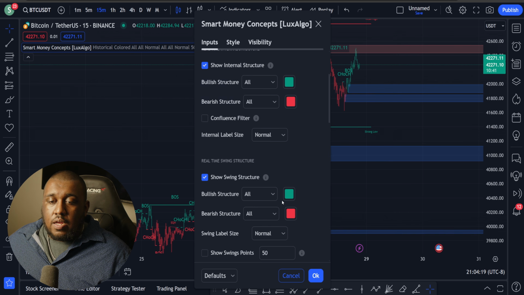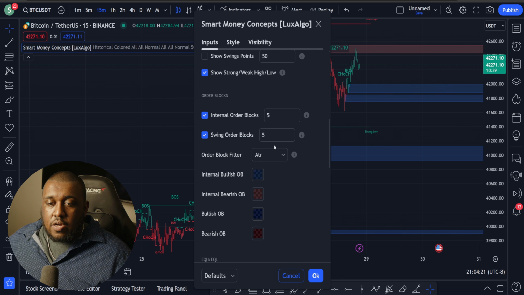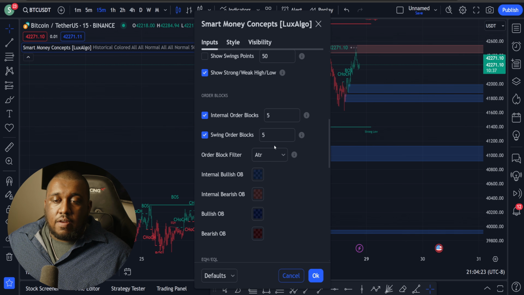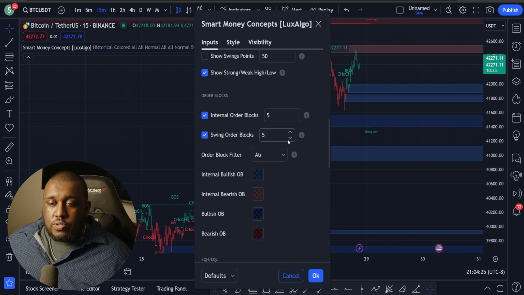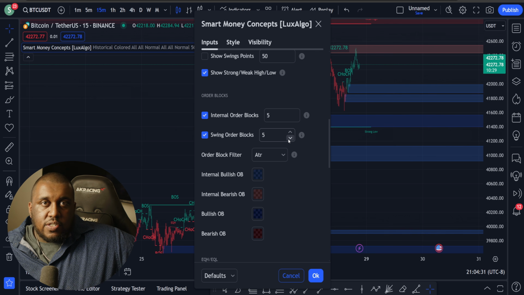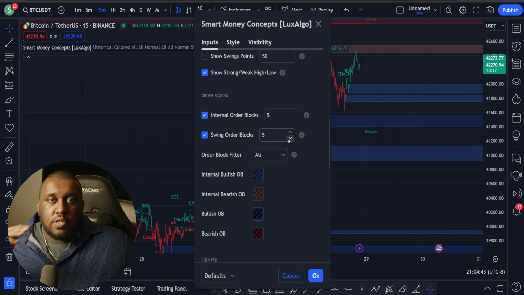So for now, I would say keep both checked on, have both set to 5. If you want to do order blocks like swings, you can move this down to 3 if you just feel like your chart's too cluttered. Typically, when you have a volatile asset like an NVIDIA stock or a Tesla stock or a Bitcoin or even a crazy currency pair, you don't really need to have too many order blocks as far as internal and swing because they're moving up a lot. They have all those levels of support and resistance.